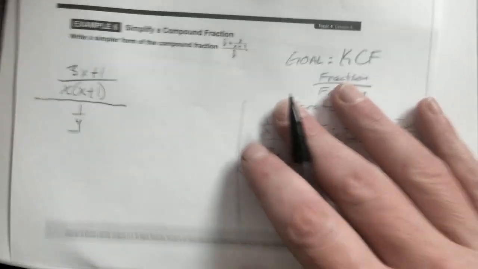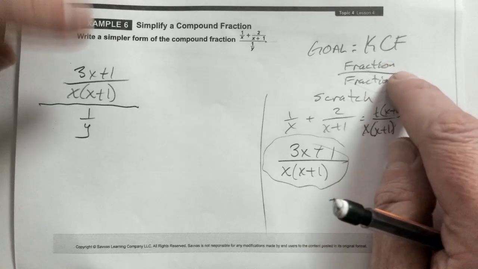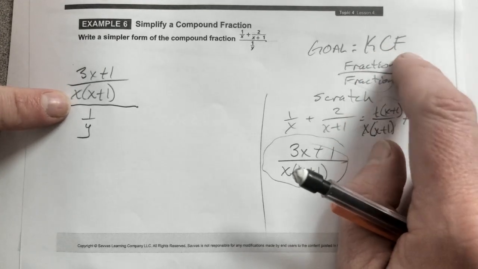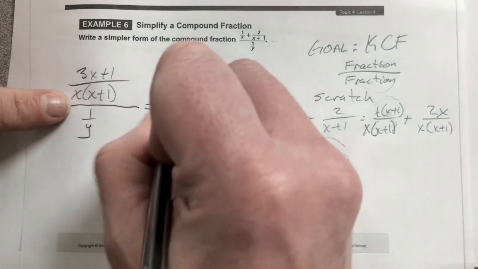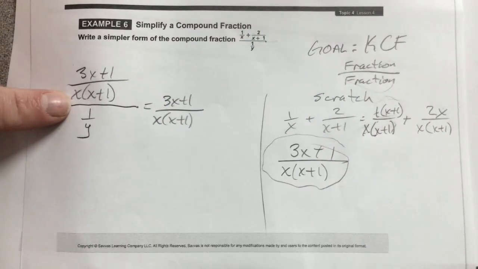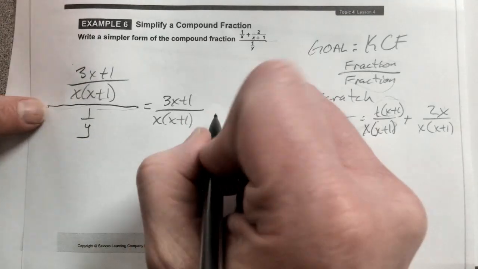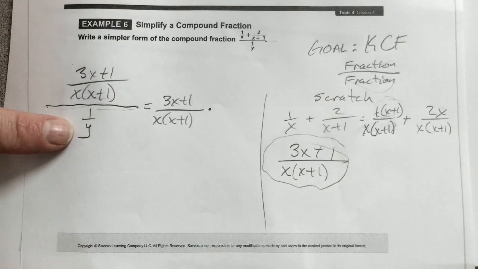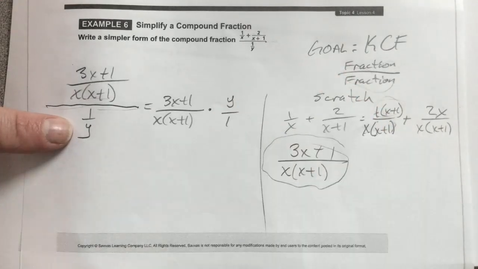Do I now have a fraction divided by a fraction here? Yeah. So now we can keep, change, and flip. We're going to keep 3x plus 1 over x times x plus 1. We're going to change from division to multiplication. And we're going to flip. 1 over y becomes y over 1. That's right.